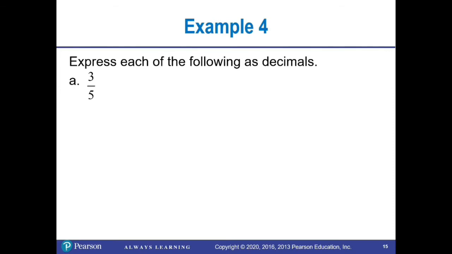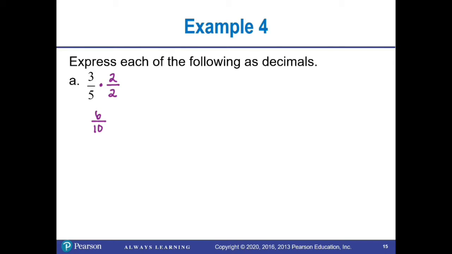So we have 3 over 5. I want to be sure that I have a power of 10 in the denominator. Well, to get 10 in the denominator, I can multiply the bottom by 2. If I multiply the denominator of a fraction by 2, remember from chapter 6, I also have to multiply the numerator of a fraction by 2. 3 times 2 gives me 6 in the numerator, and 5 times 2 gives me 10 in the denominator.